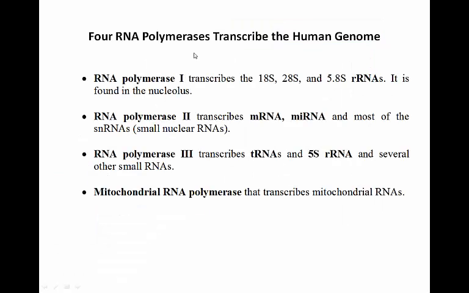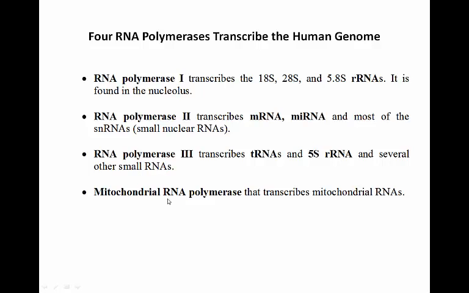So we have 4 RNA polymerases that transcribe the human genome. RNA polymerase 1 transcribes the 18S, 28S, and the 5.8S ribosomal RNAs. It is found in the nucleolus. RNA polymerase 2 transcribes mRNAs, microRNAs, and most of the small nuclear RNAs. And we'll find out about small nuclear RNAs here in L10b. And RNA polymerase 3 transcribes tRNAs and 5S RNAs and several other small RNAs.